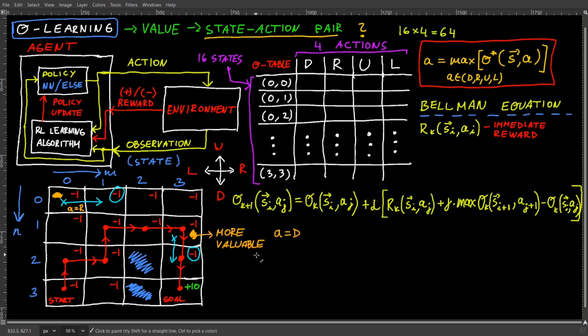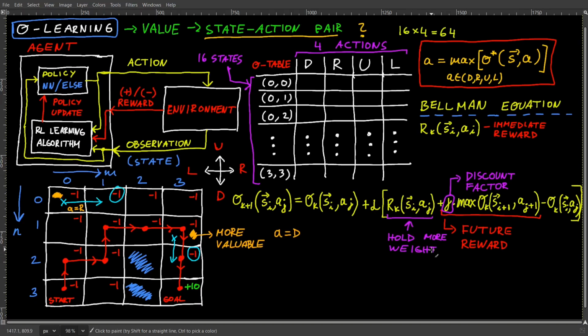To account for that, we add the so-called future reward to the immediate reward, which will be this term here. This gamma is a discount factor that takes into account the fact that immediate rewards hold more weight compared to the future ones. In other words, I consider them to be more important and more influential than future rewards, and I can regulate that importance with this discount factor.